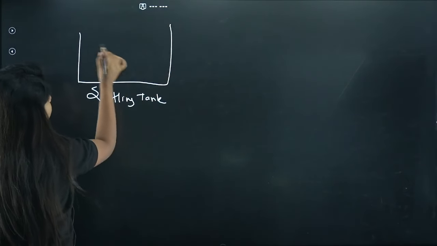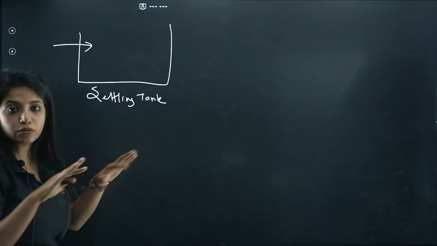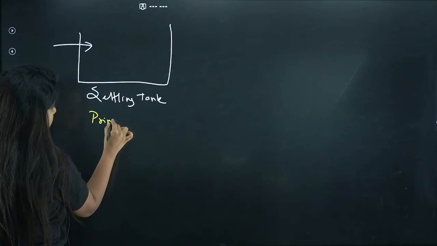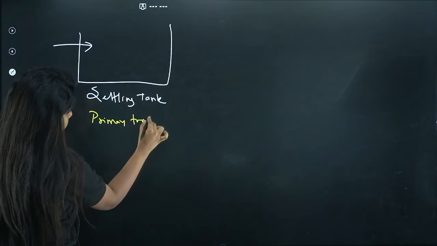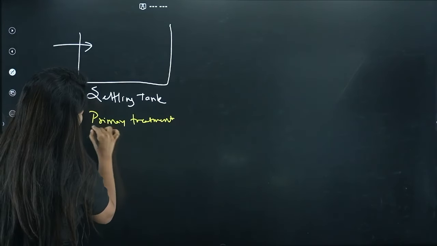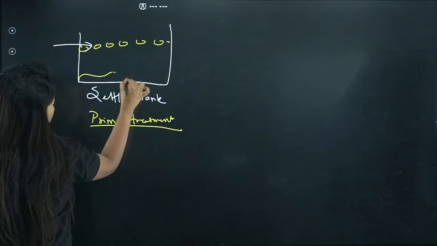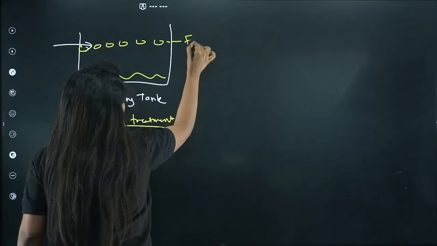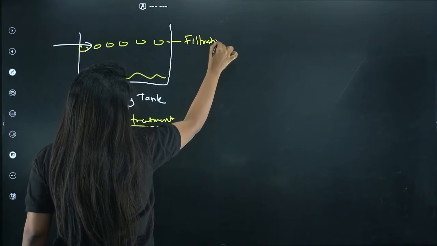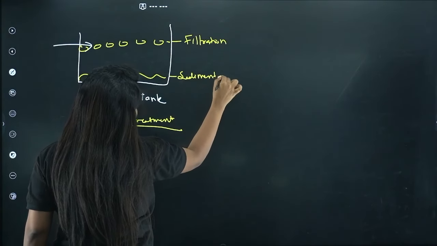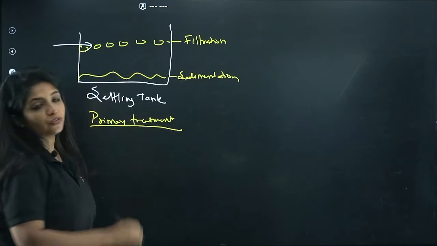In the settling tank, we have put everything that we want to separate out. This is known as the primary treatment. Now, there will be things that are going to float, and there will be things that are going to sediment down. You remove the floating things through filtration and you remove the settling things through sedimentation. And this is your primary treatment.